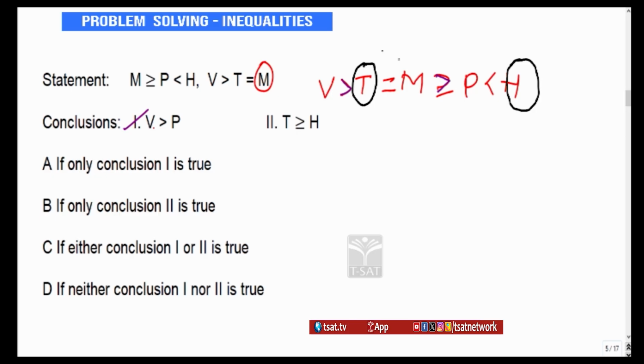The moment you see these two symbols, this is a greater symbol towards H and this is a lesser symbol away from T. So this is a lesser symbol towards T, and here you have a greater symbol towards C. So one is a greater symbol, the other one is a lesser symbol. Obviously, with one greater symbol and one lesser symbol, this particular conclusion becomes wrong. So the answer is only conclusion 1 is true.